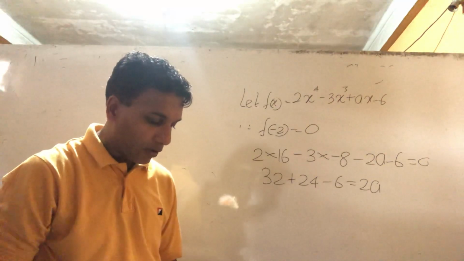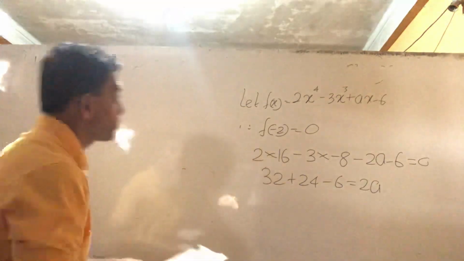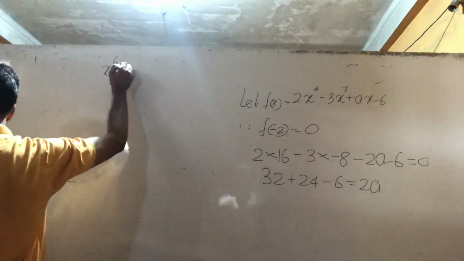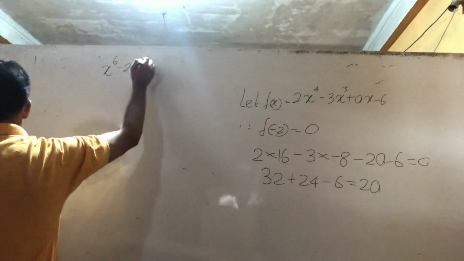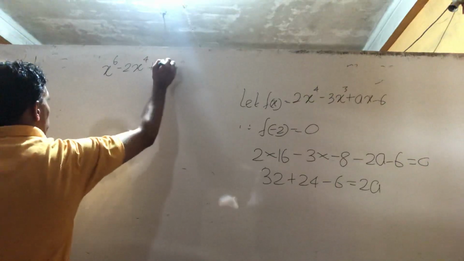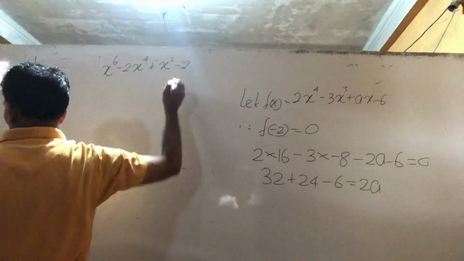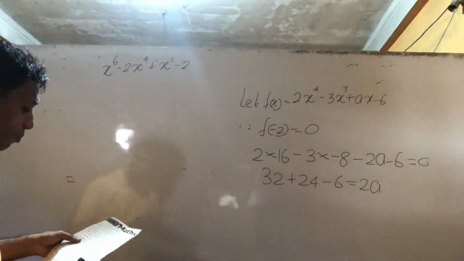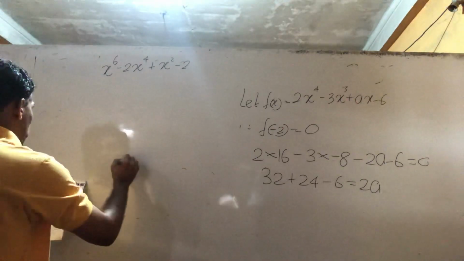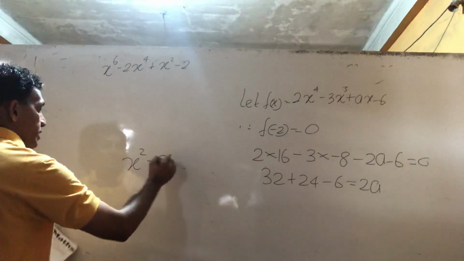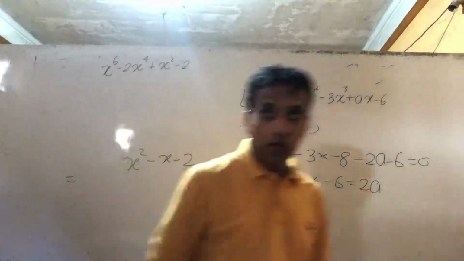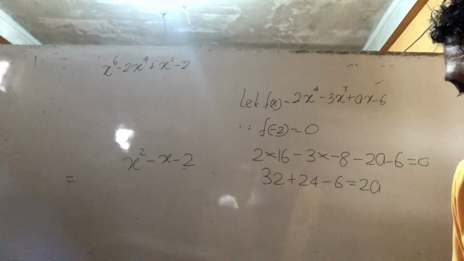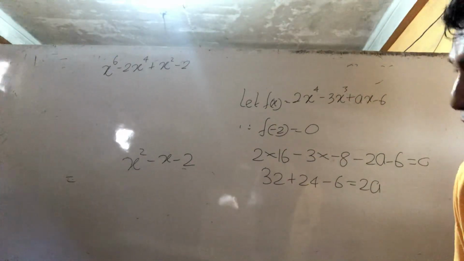Find the remainder. x to the power 6 minus 2x to the power 4 plus x squared minus 2, when that is divided by this quadratic polynomial, x squared minus x minus 2. What is the remainder? It's question number 26.